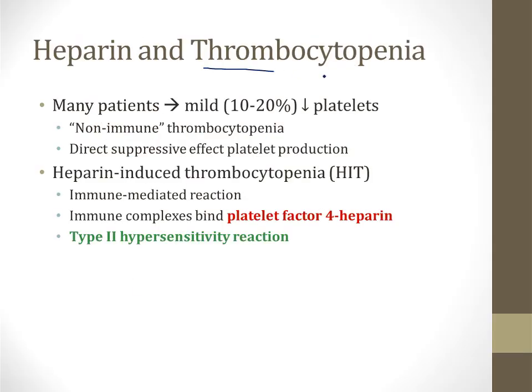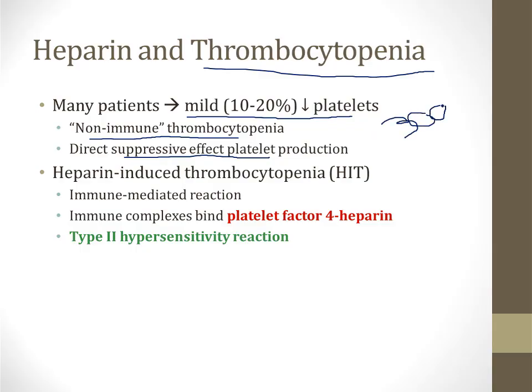Now let's talk about thrombocytopenia, which can be a dangerous and life-threatening adverse effect of heparin. Many patients who receive heparin therapy have a mild 10 to 20% drop in their platelets. This is called non-immune thrombocytopenia because it's not immune-mediated. It's a result of a direct suppressive effect on platelet production. So a normal platelet count is about 300 to 400,000. So in a patient on heparin, you may see this fall to maybe 290,000. But this is a mild drop.